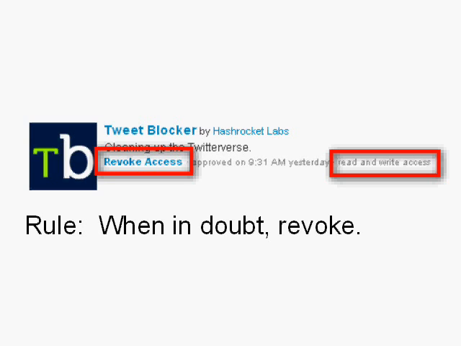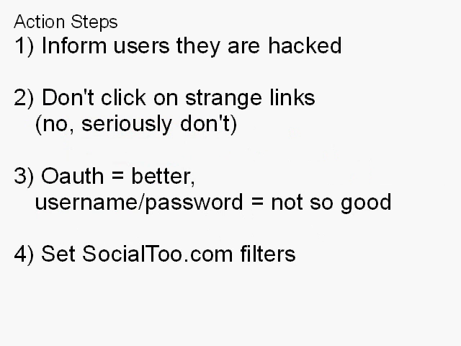So here are some action steps to take away from this presentation today. Number one, if you do get one of these phishing DMs, these worm DMs, please notify the person who sent it. Number two, don't click on strange links. That should be an obvious one, but it's good to emphasize. Number three, OAuth is better. There are some Twitter apps that still use username and password. That's not so good. Please refrain from using that. And be sure to set your social2.com filters to prevent these DMs in the first place.